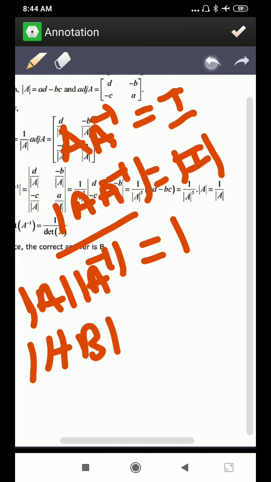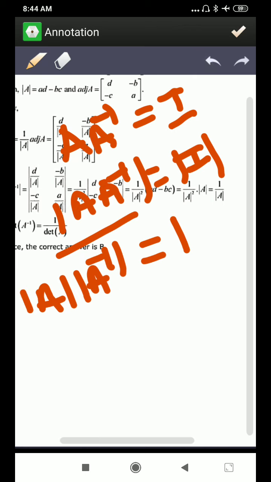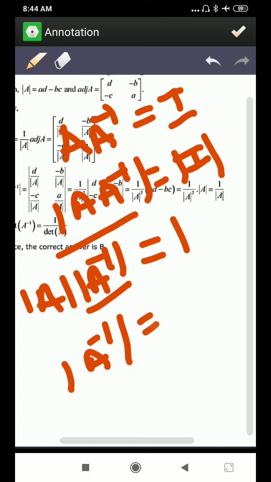So now what can we do? You have to find determinant of A inverse, this thing. So determinant of A inverse would be equal to 1 upon determinant of A. That is the answer. So do it in this way.